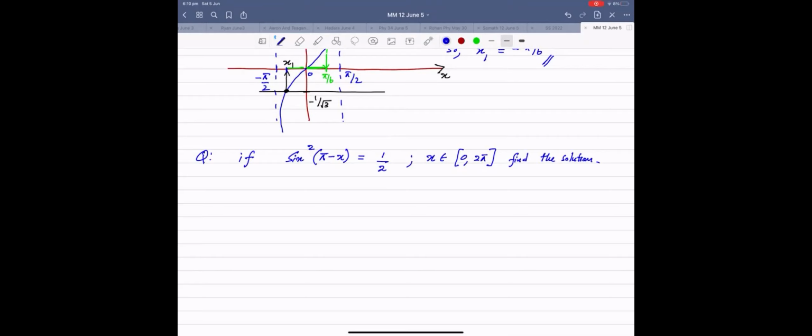So let me know when you're done. I want you to try this. Please try this. If your problem is here, then you have to know that sine of pi minus x, whole thing squared, can be written as sine squared of pi minus x.